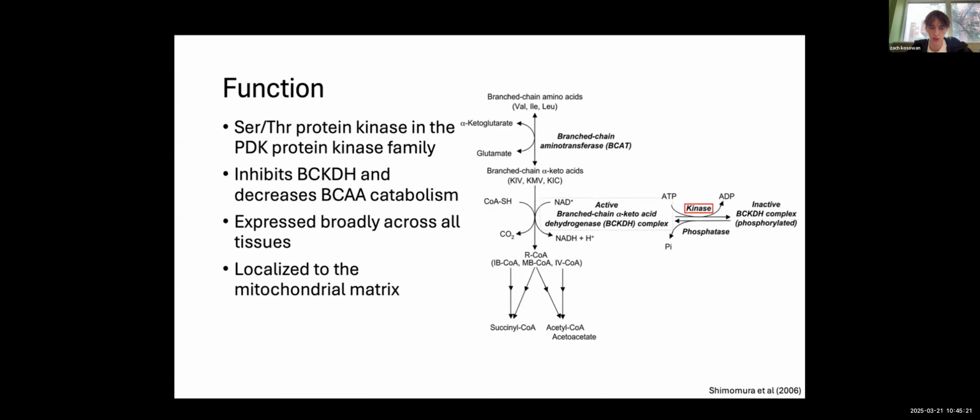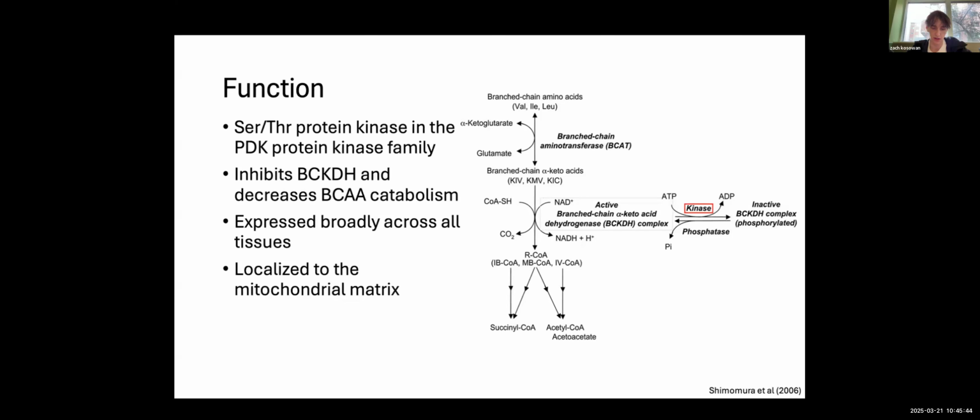It phosphorylates the branched chain alpha keto acid dehydrogenase complex at serine 293 of the E1 alpha subunit of the complex, leading to inhibition of the enzyme. And since this is the rate limiting step of the pathway, it greatly reduces the catabolism of branched chain amino acids. The enzyme is expressed broadly across all tissues, although the lowest levels are seen in the brain and highest levels are seen in the whole blood.